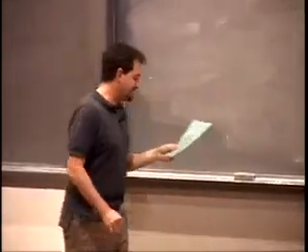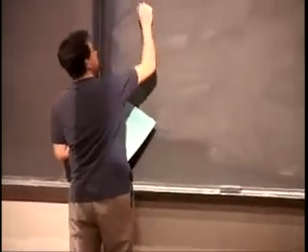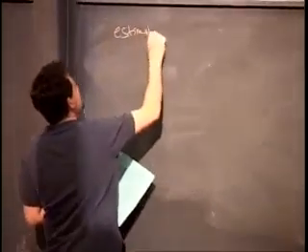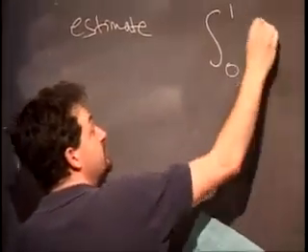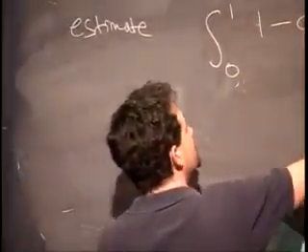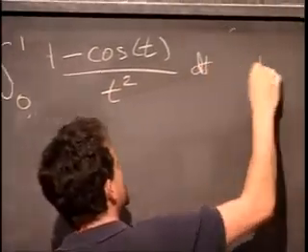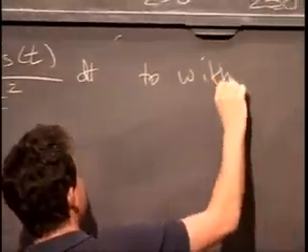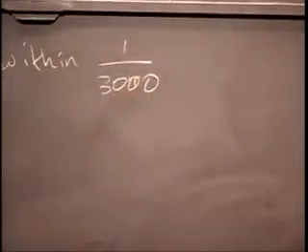And a particular example might be something like this. Estimate, and it's going to be an integral, the integral from 0 to 1 of 1 minus cosine of t over t squared dt, to within 1 over 3,000. Yuck. Looks horrible. Not as bad as you think, though.